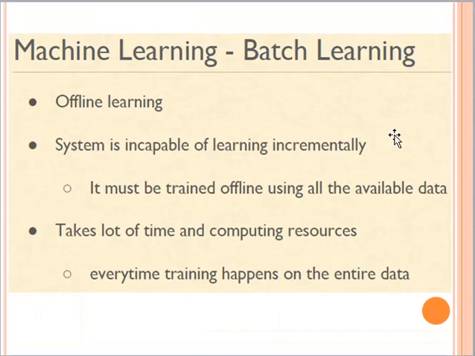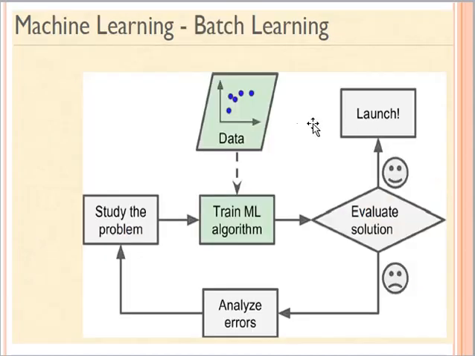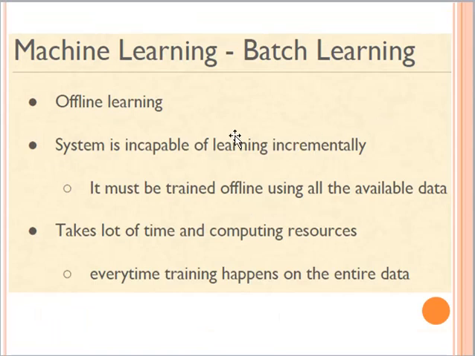Batch learning is also sometimes called offline learning, right? So one is online learning and the other is offline learning. In offline learning, we are basically doing the batch learning process. So here the system is incapable of learning incrementally, right? You can see that I am providing all of my training data set to the training algorithm at once, right? So I am not doing this incrementally. Number one thing, it must be trained offline using all the available data, right?